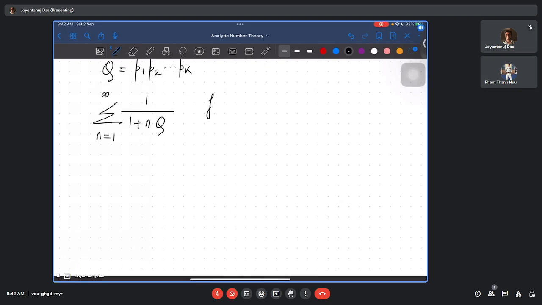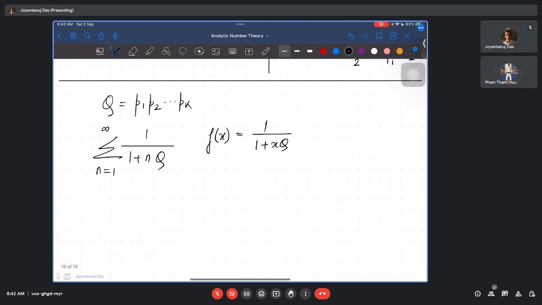So the function here is 1 by 1 plus x cube, right? It is defined on 1 to infinity, positive, decreasing, continuous, and all the conditions are satisfied, right? So now, what does the integration give us?